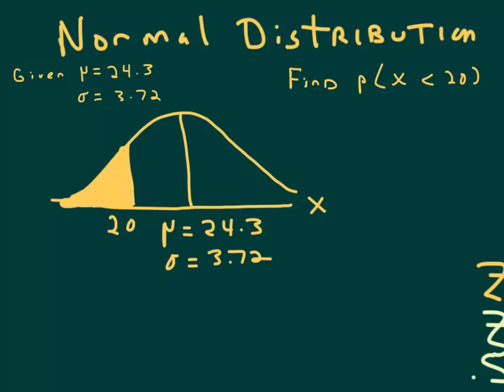If we get this on the test, it's not going to give you these symbols. It's going to say that the population mean is 24.3, the population standard deviation is 3.72. You'll need to translate those into symbols, and it'll say find the likelihood that you get a value of whatever it is, a number of dollars, for example, less than 20 if it were a problem about dollars.